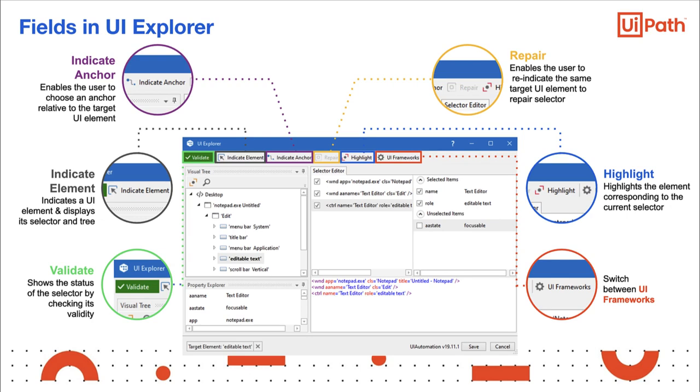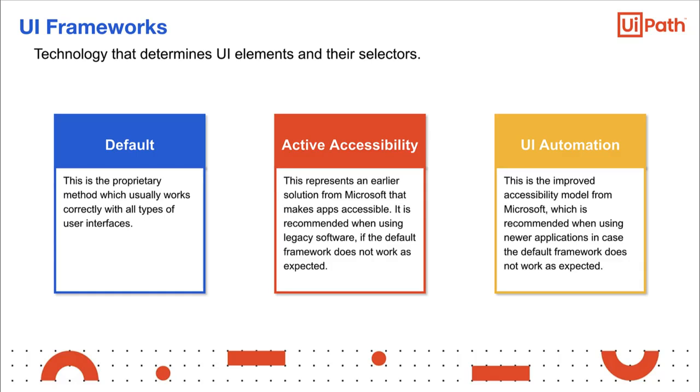UI frameworks change the technology used to determine UI elements and their selectors. The user can switch between 3 UI frameworks from the UI Explorer designated button. The default framework is the proprietary method, which usually works correctly with all types of user interfaces.